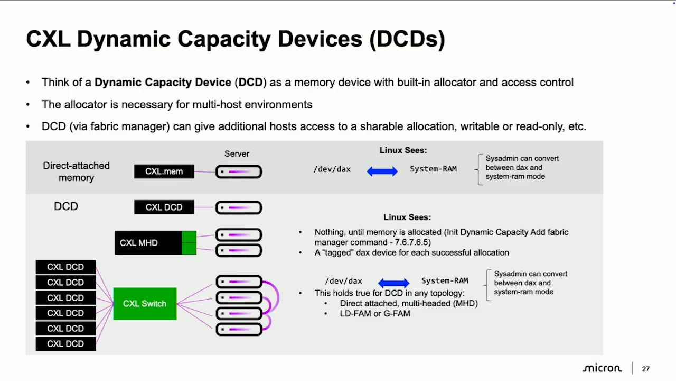MHD is multi-headed device. There's been debate about whether, if CXL doesn't need big fan-outs from memory to hosts, maybe we build multi-headed devices. You can probably get up to maybe 8. And that's probably a little bit lower overhead than going through a switch. But once you're multi-headed, you probably want them to be DCDs because you need to be able to allocate.